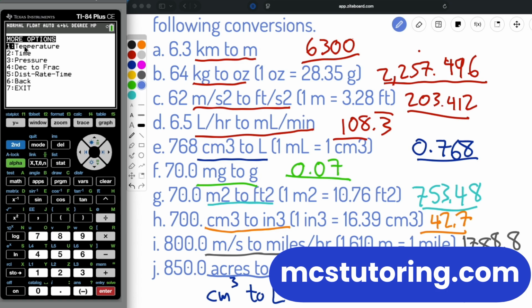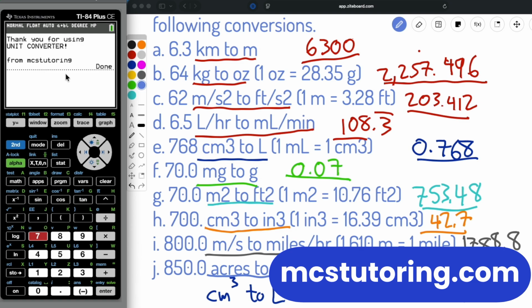Okay, so it also does time, pressure, distance rate time. The distance rate time thing is pretty cool too. But I'll probably just make a video showing every single option at least once on this, but that would take like an hour and a half, and I don't want to waste your time with that right now. But this is just basically an introduction to the unit conversion. And if you exit, you get a little thank you. Thank you for using Unit Converter from MCS Tutoring.